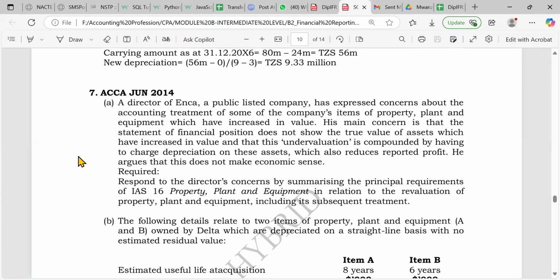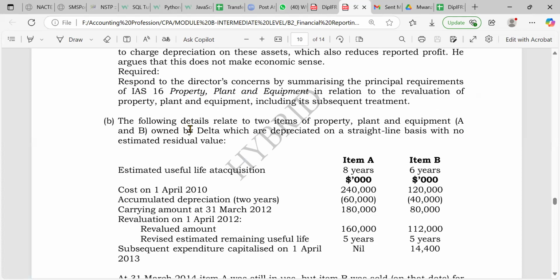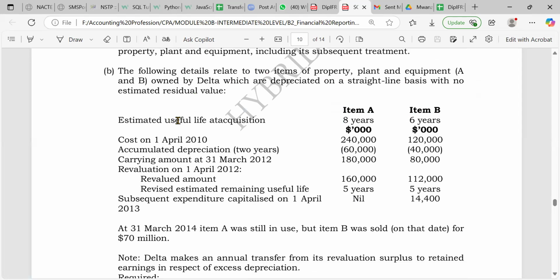Okay. Now, this is question number 7. It says the following details relate to two items of property, plant, and equipment, A and B, as we see them here, right? And we are told they are owned by Delta, which are depreciated on a straight line basis with no estimated residual value. So their residual values are nil. You have the estimated useful life of the acquisition, 8 years, 6 years. We have the cost in $1,000, both from first year percentage 10.